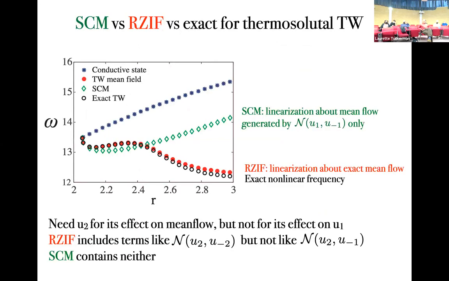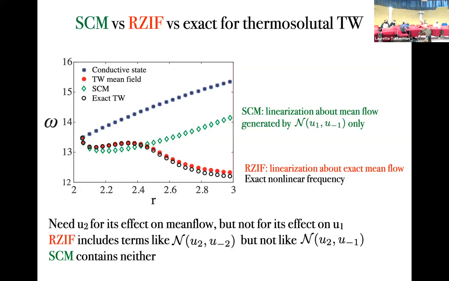And basically, I have just one slide here for this part, which is the slide we've been seeing all this time. This is omega. The exact traveling wave frequency is black here, and if we do RZIF, we get the red, and then if we do SCM, we get the green. So RZIF works, but if you try to make an approximate mean field constructed just by your U1 and your U1 star, no, you won't get it.